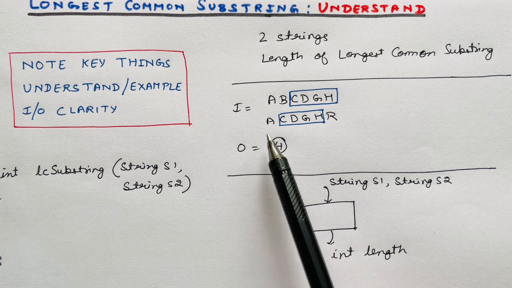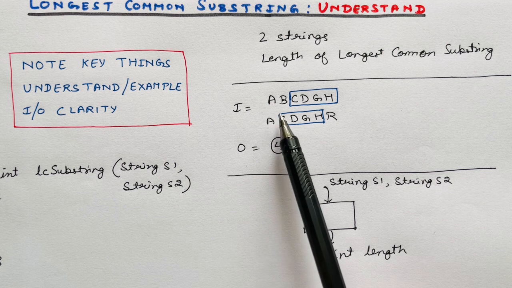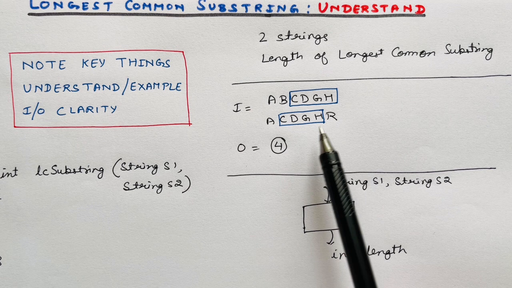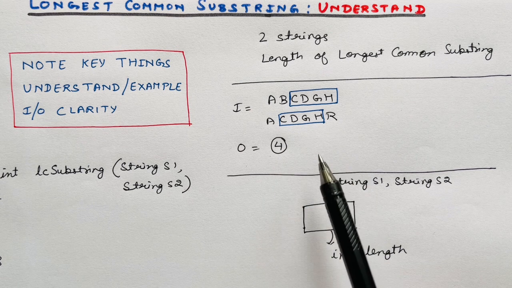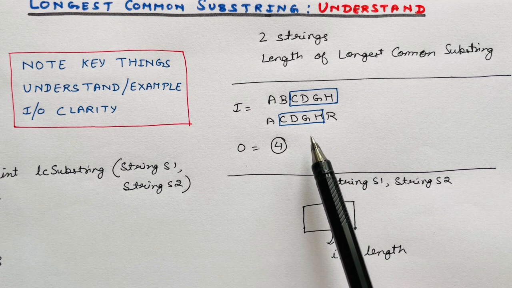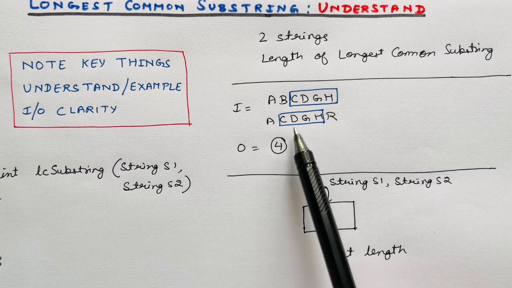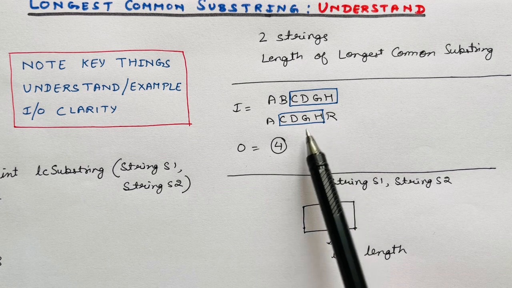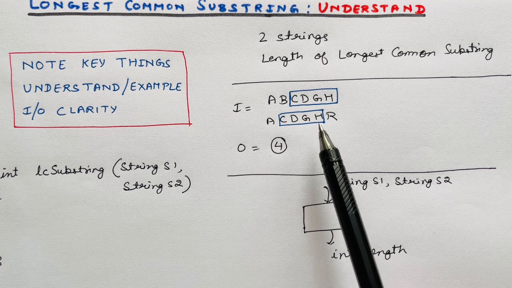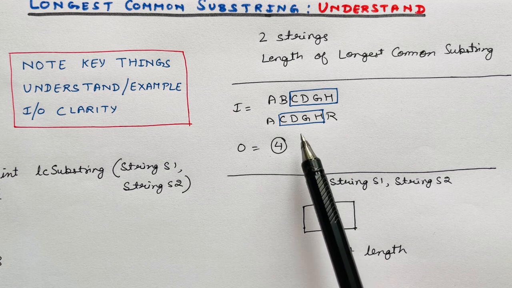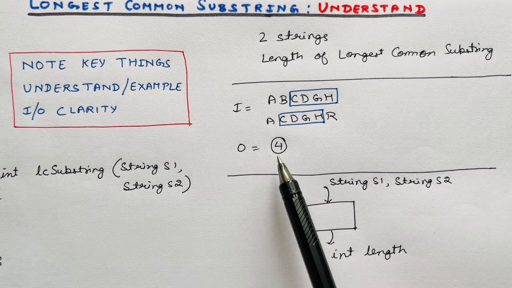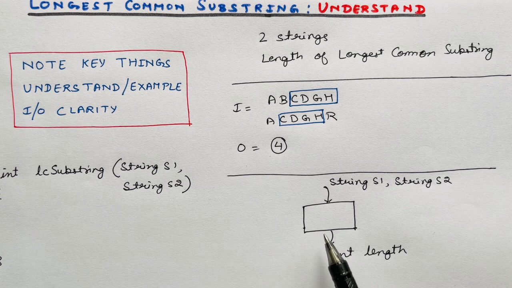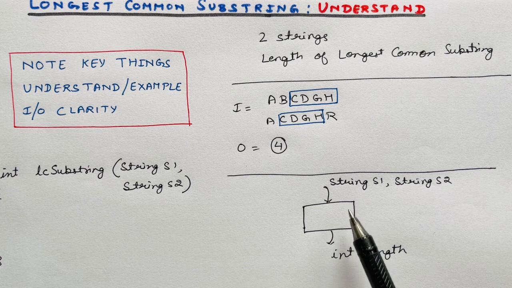So let us consider this example. We are given two strings A, B, C, D, G, H and A, C, D, G, H, R. In these strings, C, D, G, H, this substring is common to both the strings and this is the longest common substring here. So our answer that we will return is 4. So if we consider our solution as a black box, we are getting two strings as input and we are returning a length as output.